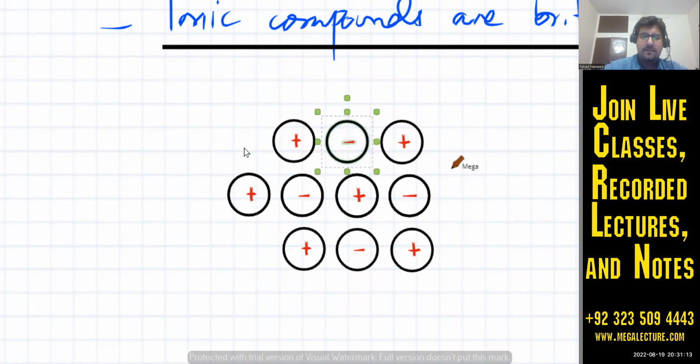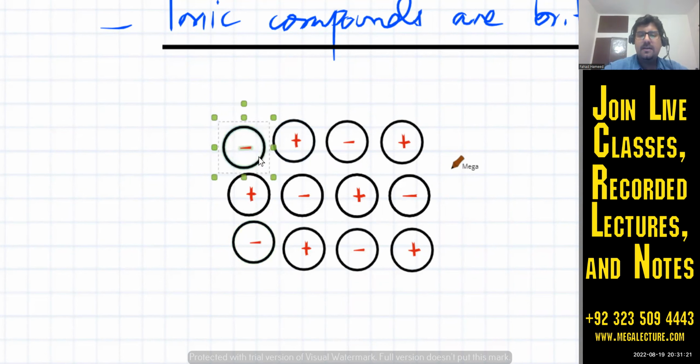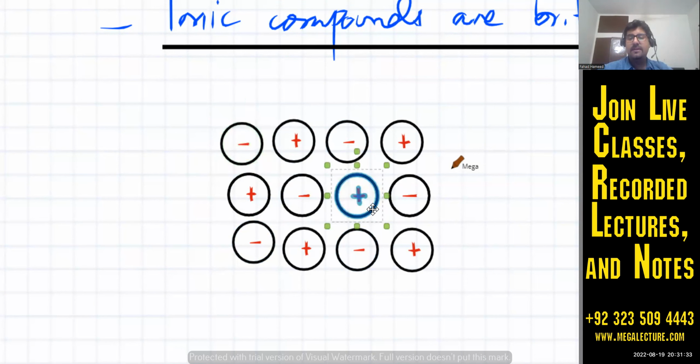Negative point out there. It's so strong that I can't remove this negative ion from its position, because the positive ions over here are attracting it. Okay, so it's pretty strong. I can't move any one of them. In the same way, if I want to remove the positive ion, I can't do that because it's attracted to negative ions from all sides. So I can't really move it.